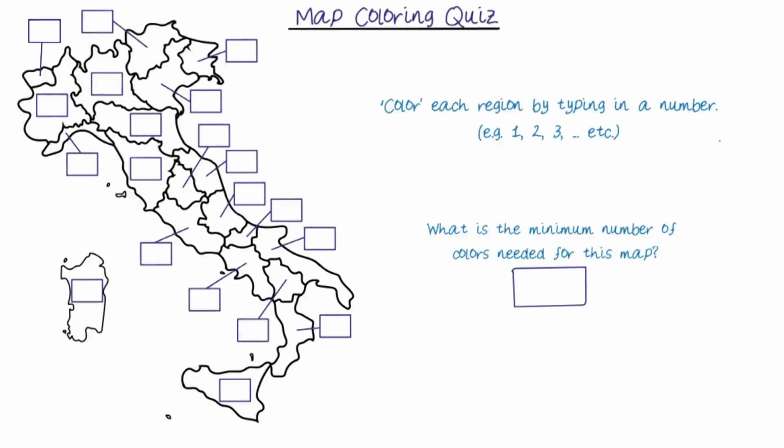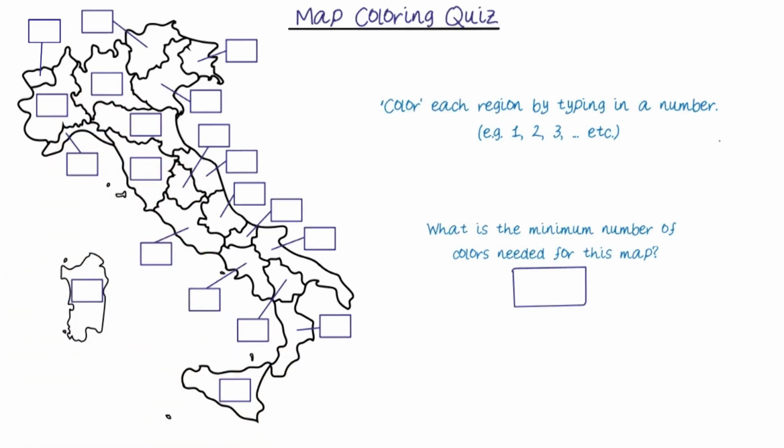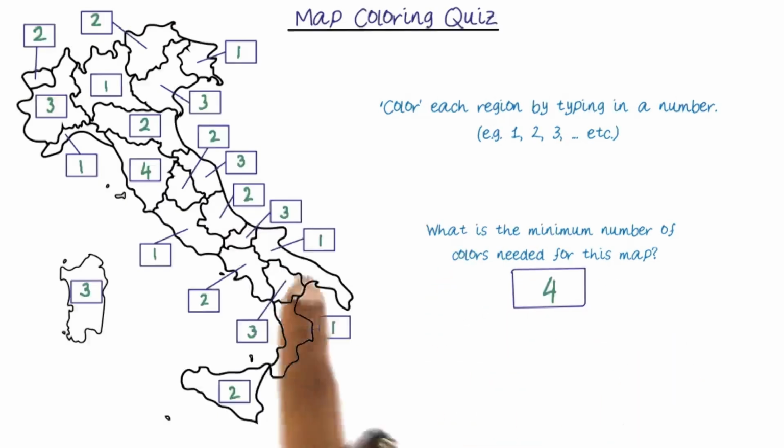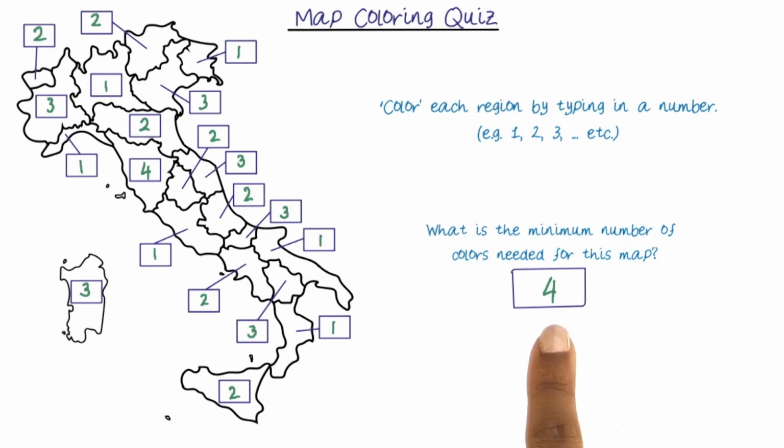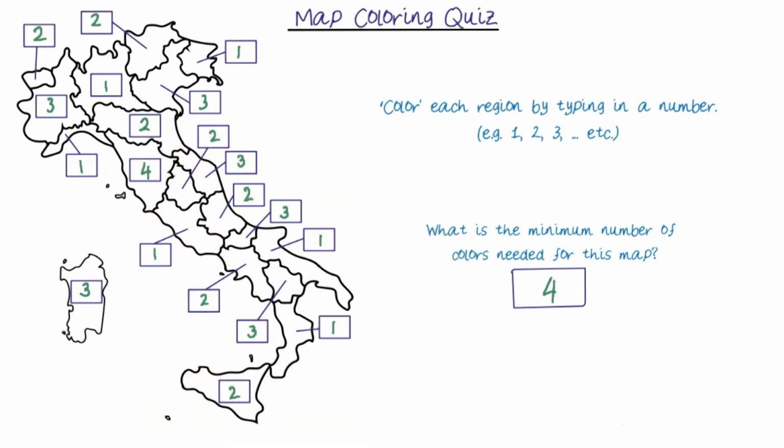Now try this map coloring problem. Color each region by typing in a number to represent your color. For example, type the number 1 to represent color number 1, 2 for color number 2, and so on. What is the minimum number of colors needed for this map? Here's one possible set of answers. Answers could vary depending on where you started coloring in the map. We need 4 colors at minimum to color in this map because of all the adjacent regions in the center.